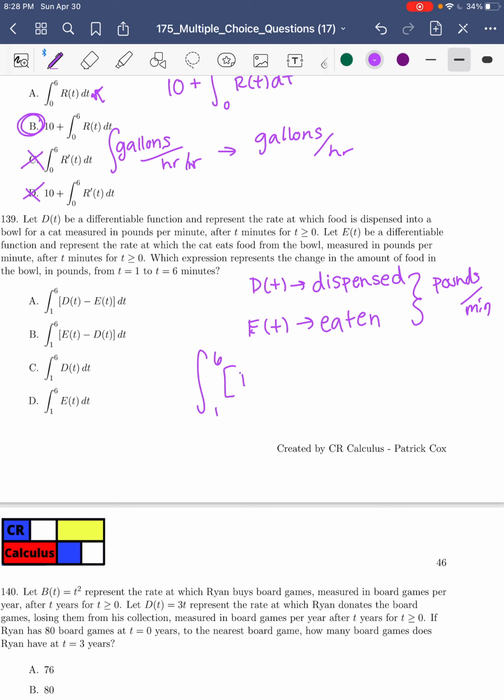And then let's just think about this. The food's dispensed minus the amount the cat eats. The cat can't eat more than is dispensed, that's why it comes second. So A. The fact that it says change makes it where it can't be C and it can't be D. B just doesn't make sense because the cat would be eating more than it was dispensed. It doesn't work.